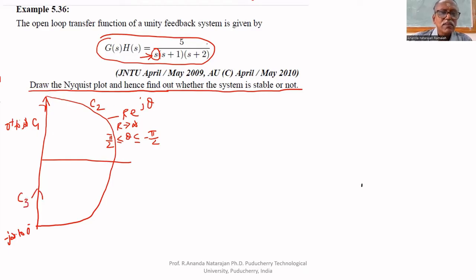In this sum, because of this S at the origin, that is 1 by S, means a pole at the origin. That should be excluded because this Nyquist contour must be analytic.